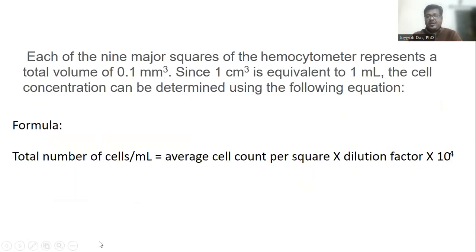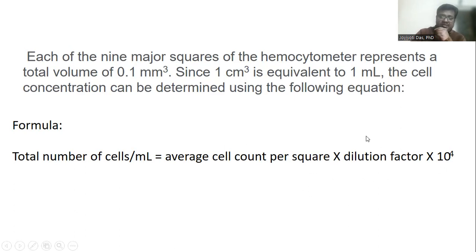That's for averaging your value and getting a perfect reading for cell counting. That's why the formula says total number of cells per ml will be average cell count per square times 10 to the power 4. 10 to the power 4, because the volume of one square was 10 to the power minus 4 ml. So from there, the formula came as average cell count per square times 10 to the power 4.